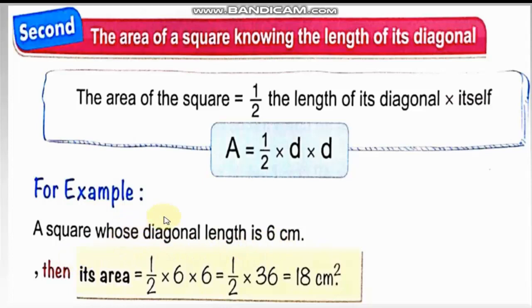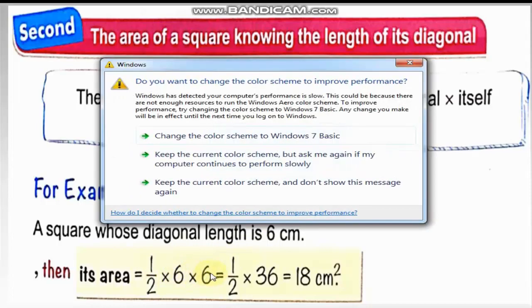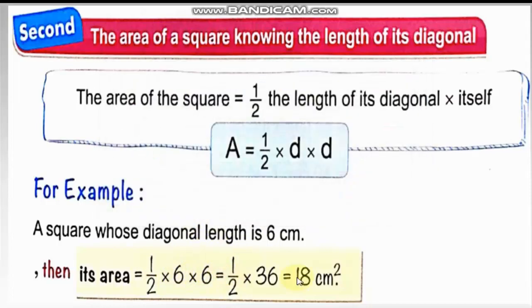We know that the area of a square with knowing the length of its diagonal equals half times D times D. The diagonal here is 6 centimeters, so half times 6 times 6. Half 6 here is 3, so 3 times 6 equals 18 centimeters square.